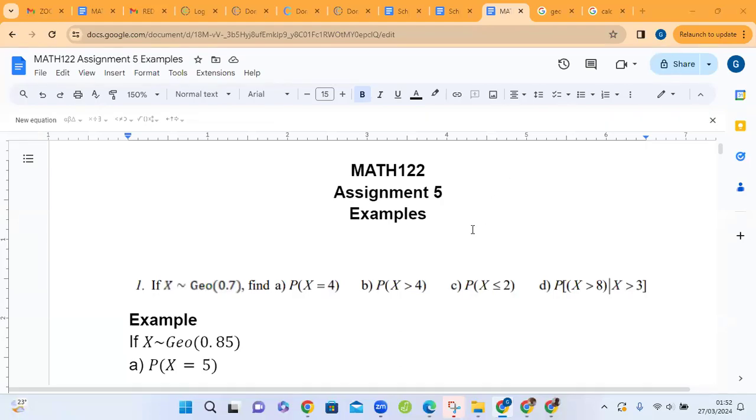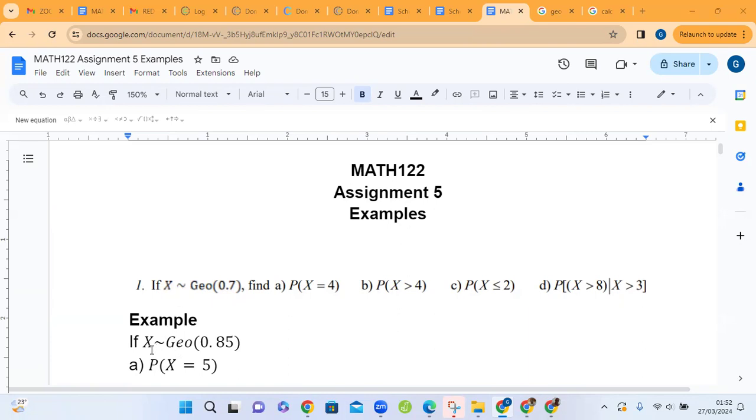Here we are going to give examples for assignment number 5 for Math 1 to 2, which deals with geometric distribution. So we started with number 1. Here's number 1 in the assignment, and here is an example we are going to set.